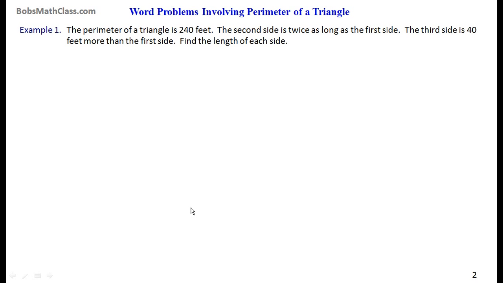Alright, here's example 1. The perimeter of a triangle is 240 feet. The second side is twice as long as the first side. The third side is 40 feet more than the first side. Find the length of each side. Step 1. One step at a time. Write down the unknowns. The unknowns are the sides of the triangle. First side, second side, and third side.